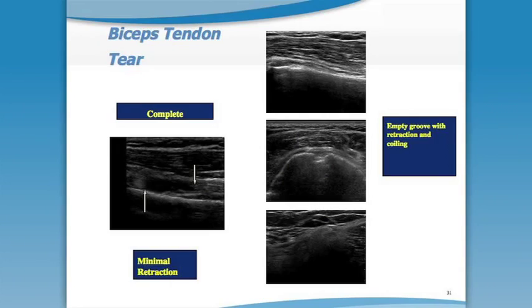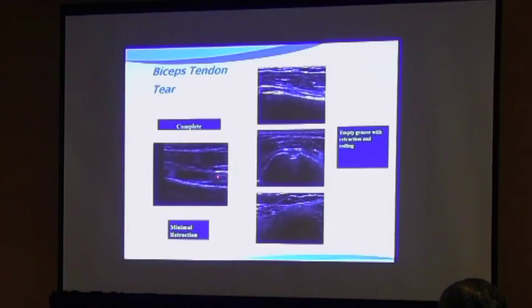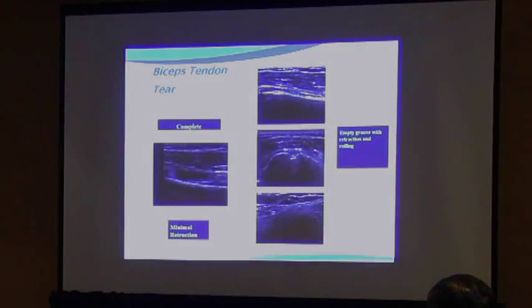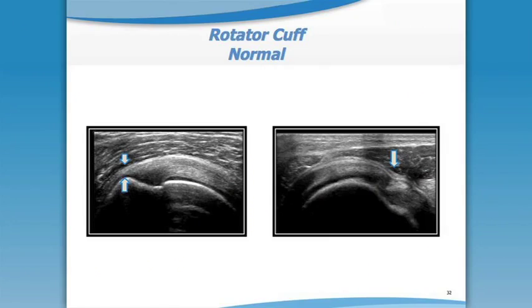Biceps tendon tear can come with minimal retraction. You see a defect here, torn end here, distally, proximal torn end here. Empty groove, where you have the sheath still intact, but the biceps tendon is torn and recoiled, empty groove in short axis, and then this recoiled tendon has so many interfaces that it just results in an area of shadowing down at the musculotendinous junction.